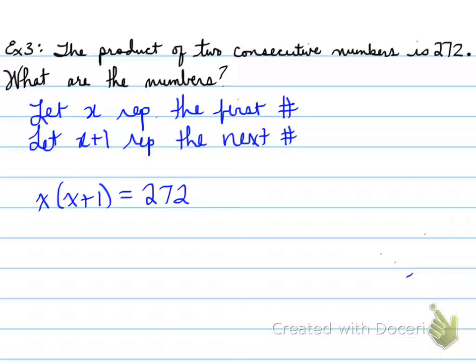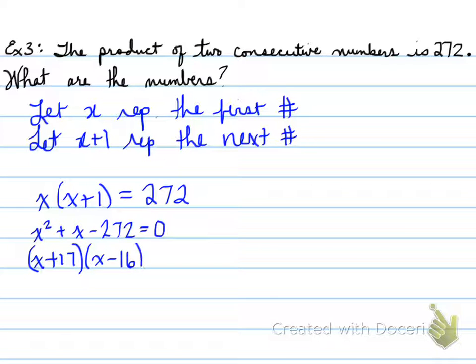What do we do here? We need to expand this. X times x is x squared, plus x, minus 272 equals 0. So we move everything to one side, make it equal to 0, and then we solve for it. How are we going to do that? Well, we could factor it, or we could use the quadratic formula. Either is acceptable. We're going to factor this because it's easier and faster.